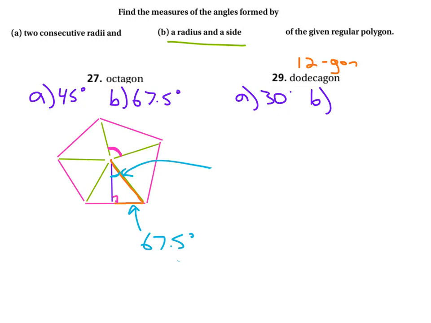So if it was 30, each one of those central angles was 30 for a dodecagon, then dropping that apothem and cutting it in half will make 15 degrees up there. And if that's 15 degrees, then what's left down here, out of the 90 that would be left over after using 90 degrees as the right angle, we would find 75 degrees down there. So we have B, we have 75 degrees.